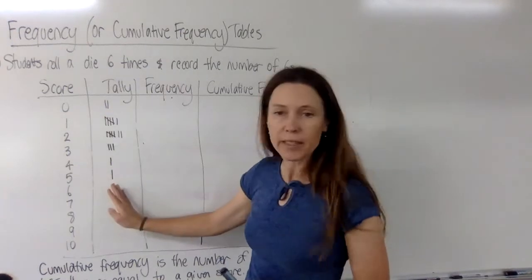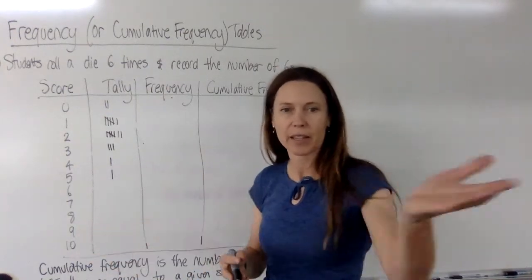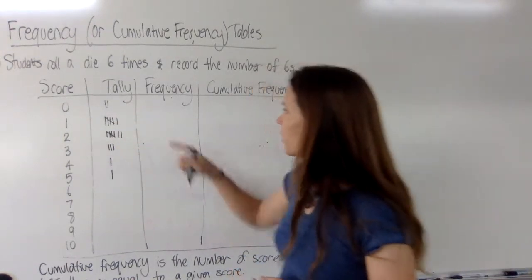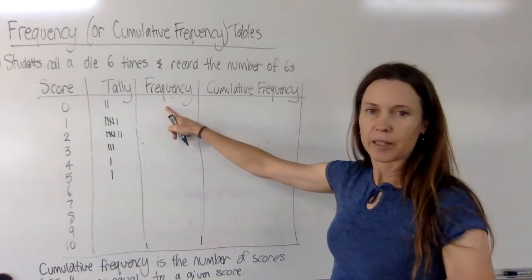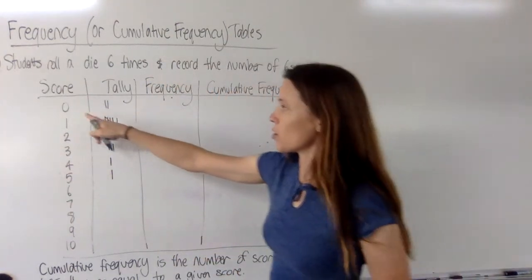Now, why do we use tallies? Well, because when we're collecting data, it can be handy just to make a tally. I could go around the class, and as each person tells me their score, I can just add them up here as a tally. My next column then is the frequency. How often did it happen in this class of 20 students that you get a score of no sixes?